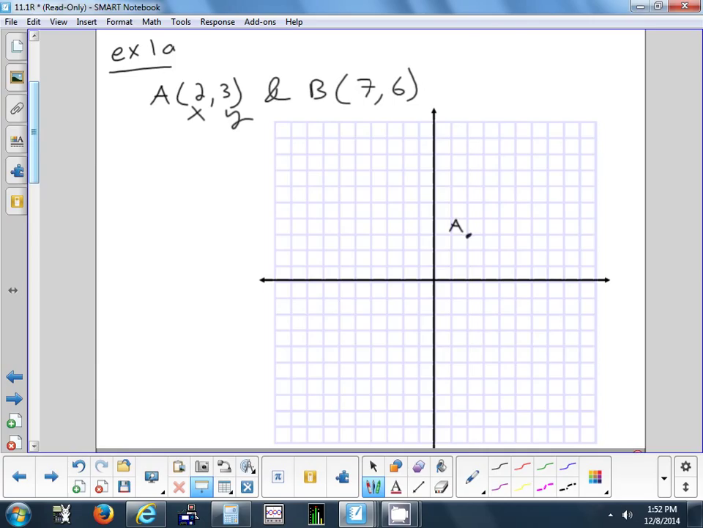Okay, so that's A. What about (7, 6)? How do we do that one? Right 7, up 6. Okay, and now draw your line going right through those points. Do it the best you can.